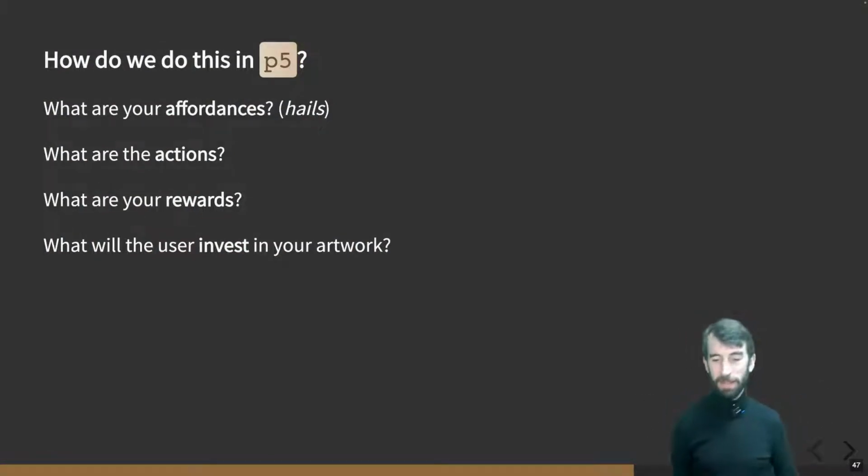How do we do this in P5? Think about what your affordances are, how you're triggering the viewer. Think about what the actions are that the viewer takes. Think about what the rewards are, and think about how users invest in your artwork. Are they investing by moving things around, placing objects, adding something to the artwork that then is incorporated into it, exploring things in a certain order and in a certain way to open up different experiences? There's lots of ways of investing in an artwork, in an interactive artwork.